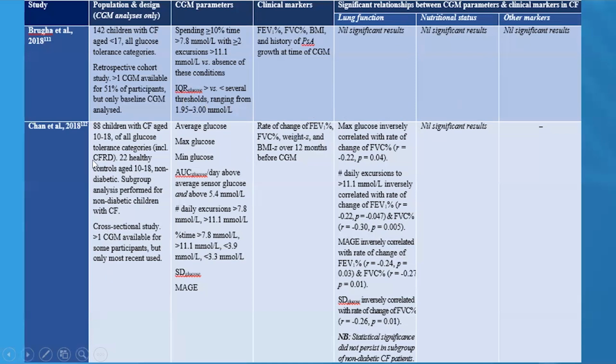Christine Chan and colleagues looked at 88 children with CF, 10 to 18 years, and also compared them to 22 controls, and did find strong correlations between elevated glucose levels on CGM and FEV1 and rate of change of FEV1.